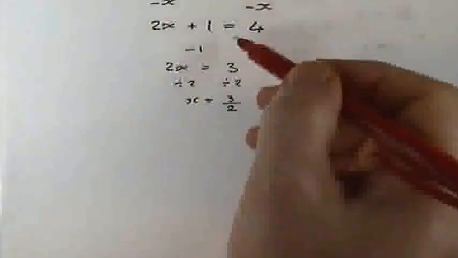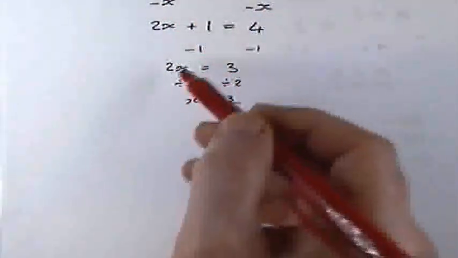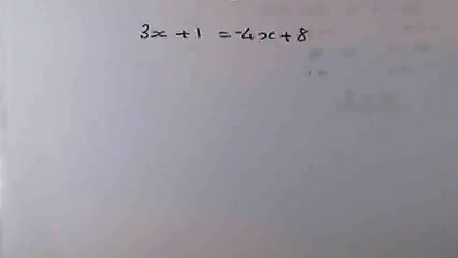Now, notice how with this one, once we had got rid of the unknowns on one side, we were left with a two-stage problem. Right, so we've got 3x plus 1 equals negative 4x plus 8. Try and do this one, please.